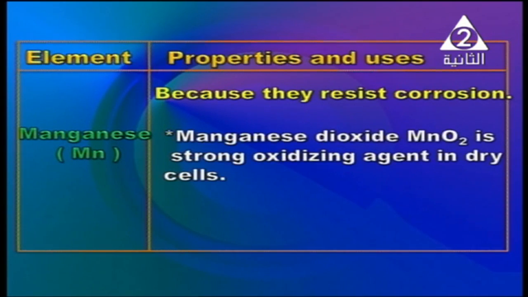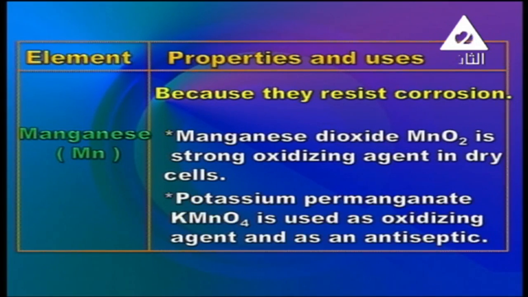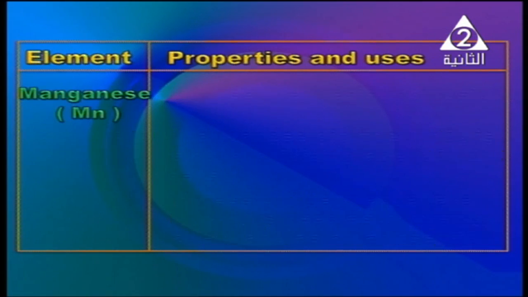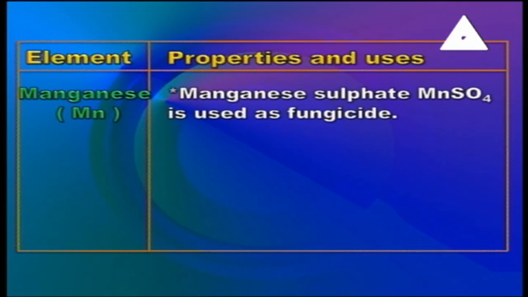Manganese dioxide is also used as a strong oxidizing agent in dry cells, and potassium permanganate is used as an oxidizing agent and as an antiseptic. So my dear student, to study these properties, you have to collect the oxides for these different elements, and the compounds that can be used as oxidizing agents or for dyeing, to keep these properties easily. Next property for manganese: the manganese compound manganese sulfate is used as a fungicide.